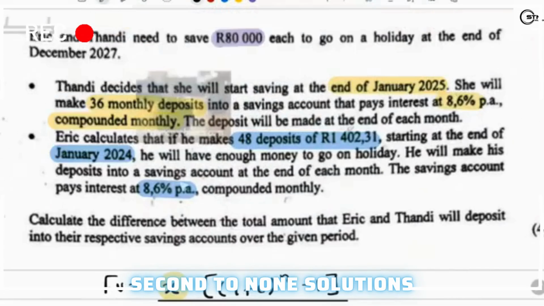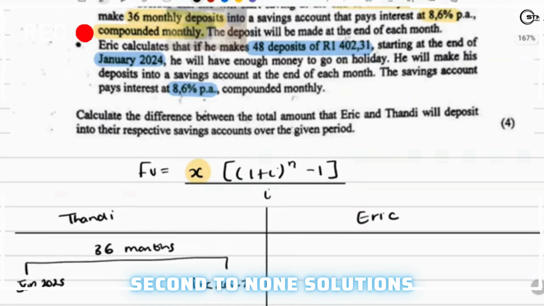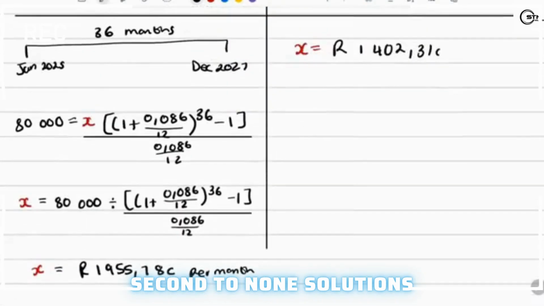Then let's look at Eric. With Eric, they tell us that he makes 48 deposits of this amount, starting at the end of January 2024. So with Eric, they already told us how much he's going to deposit each month. That is the x amount, so we don't have to find it. Eric's x amount is 1,402 Rand 31 cents. Now that we have both their monthly deposits, we're going to find out how much they're going to deposit as a whole, individually.